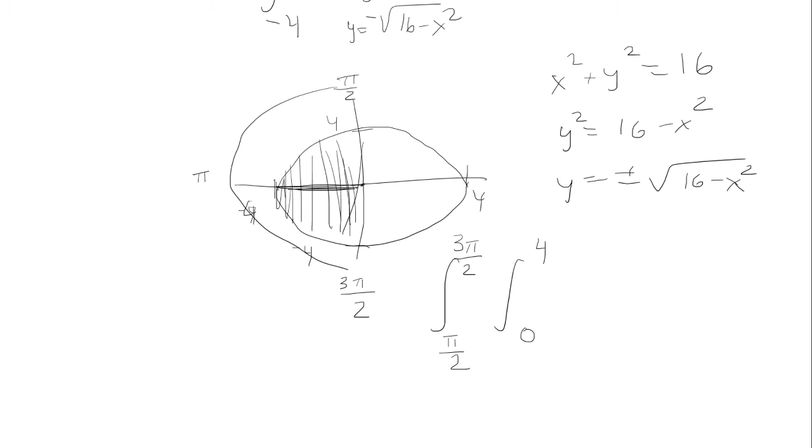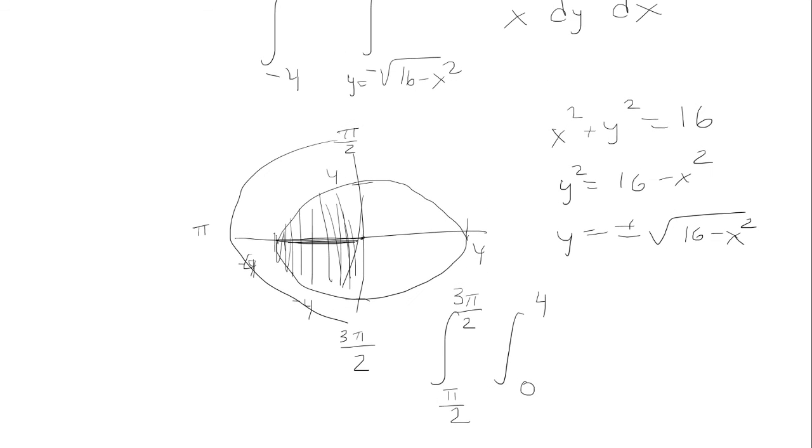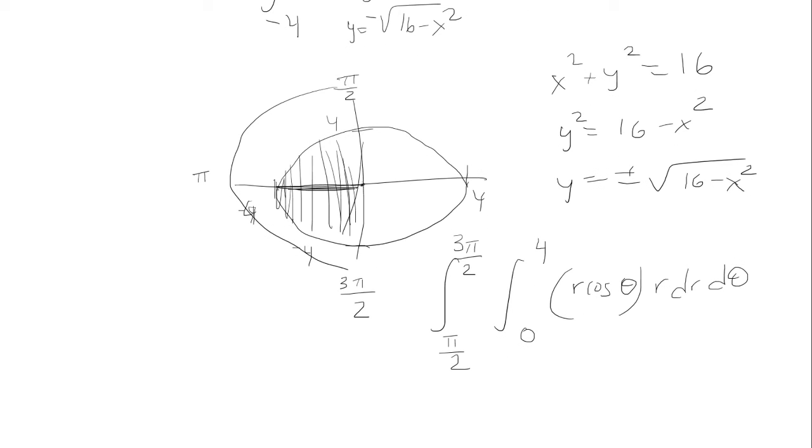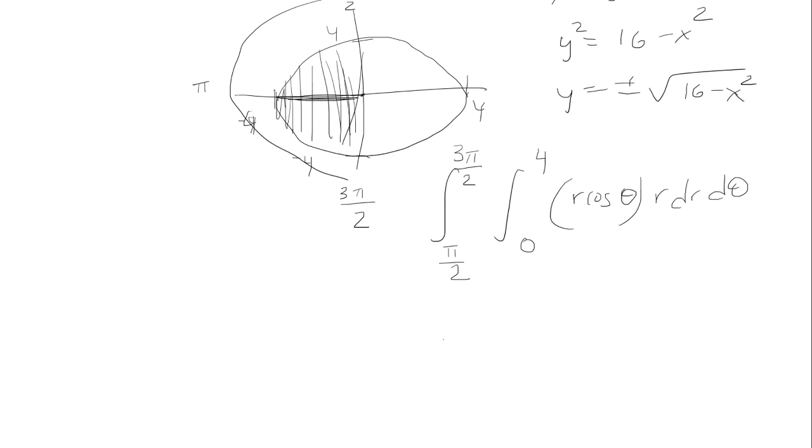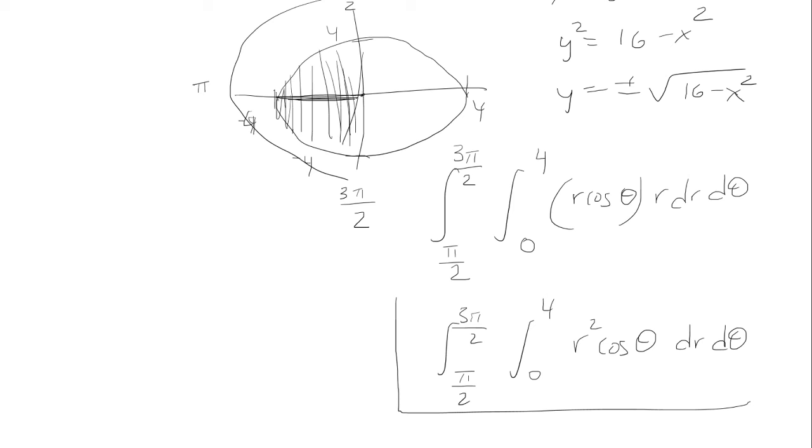And now we need to make the conversions. So x is inside, so x is r cosine theta. And we're going to replace dy dx with r dr d theta. So we can simplify this. It's pi over 2 to 3 pi over 2, 0 to 4, r squared cosine theta dr d theta. And that is our conversion.